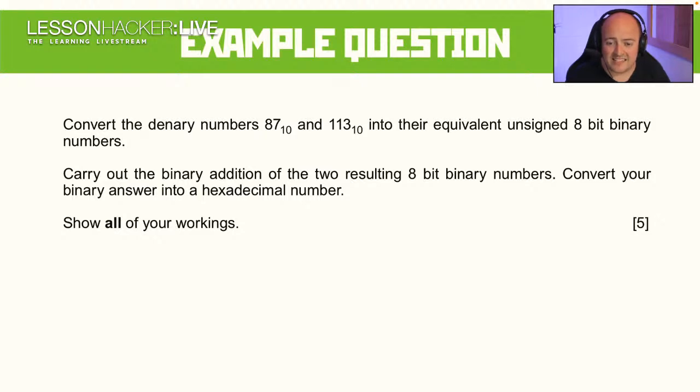So basically, 87 in denary there. Oh, sorry. We're converting them into binary, aren't we? Misreading the question. 87 needs to be converted to binary, 113 needs to be converted to binary, and you add them both together there.